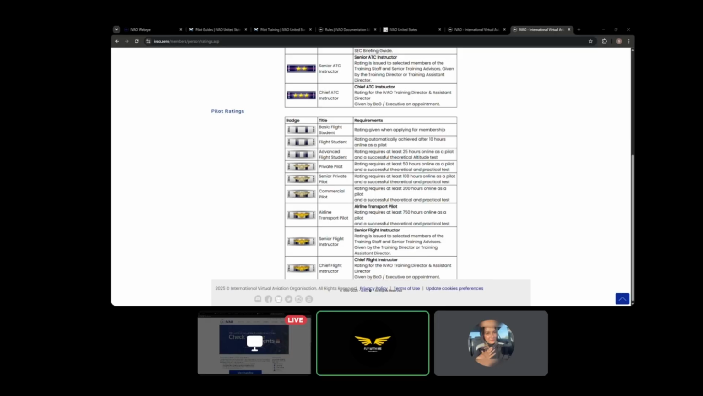It's an IVAO examiner. So for example, me, I'm also an examiner. So let's say I get assigned to conduct your private pilot exam here. I'm not a real life examiner, neither a CFI, but I already passed through this rating here on the network.